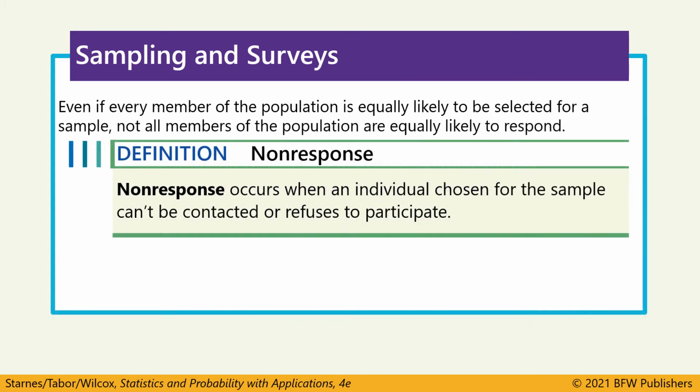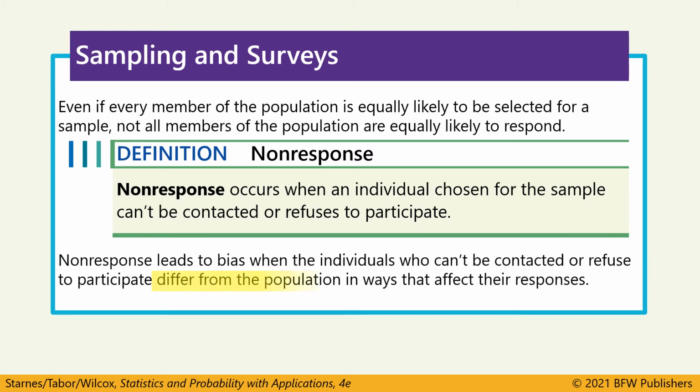When we're talking about a non-response bias, this occurs when an individual chosen for the sample can't be contacted or refuses to participate. Now, if the people that are refusing to participate are just random, that's not an issue.